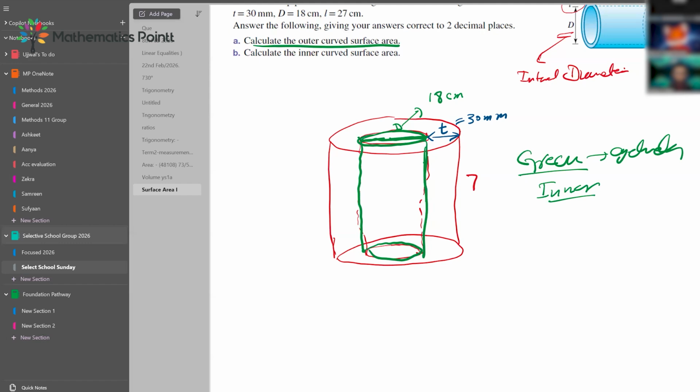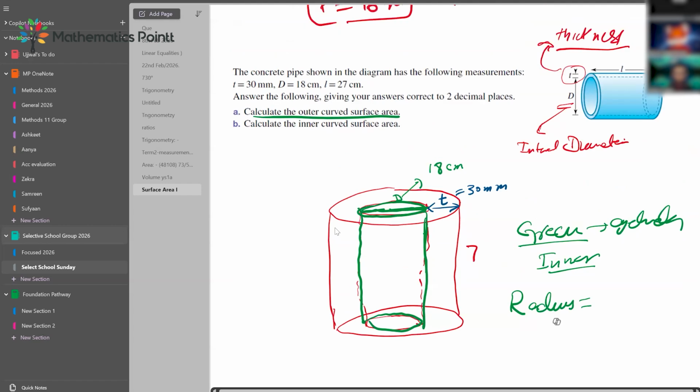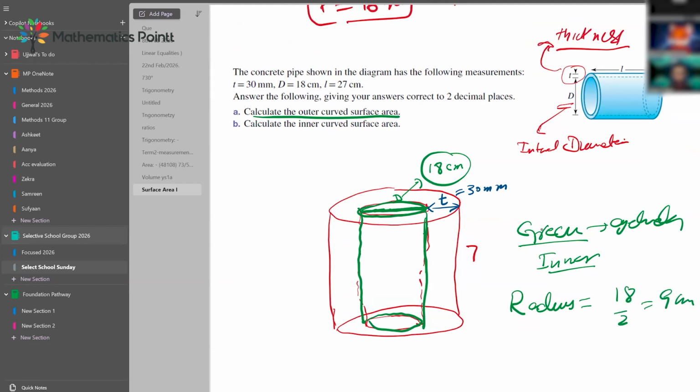Now, whosoever said no, can you tell me what is the radius of the inner cylinder? And if you don't know, say I don't know, and I'll let you know what the radius is. Yes, radius is 9. Why? Because the diameter of the inner cylinder was 18. So radius is 18 divided by 2, 9 centimeter. Good job.